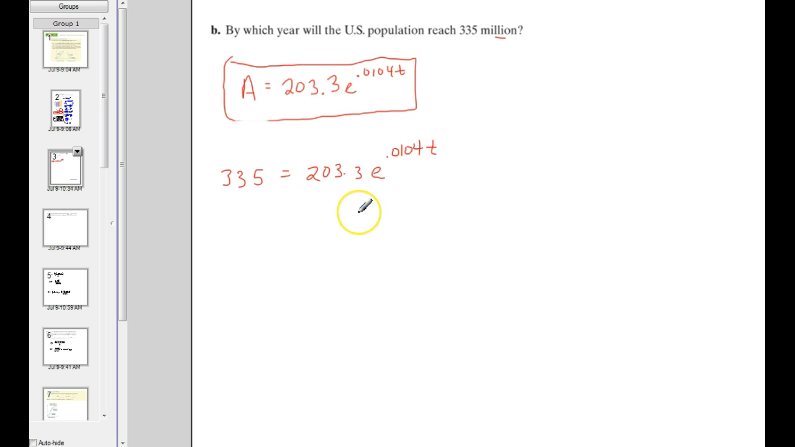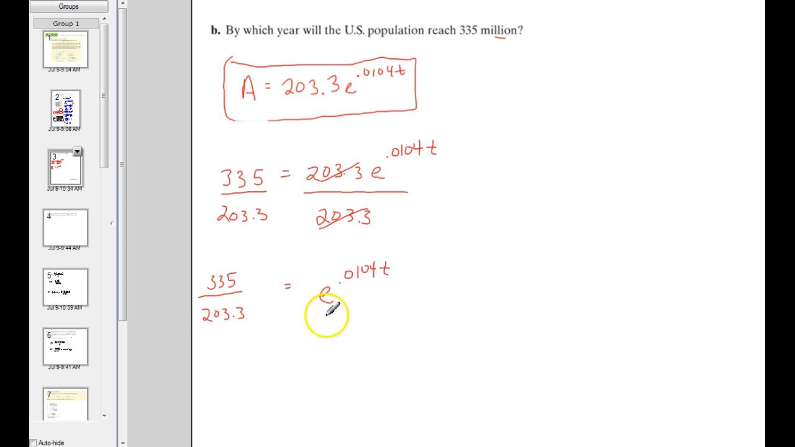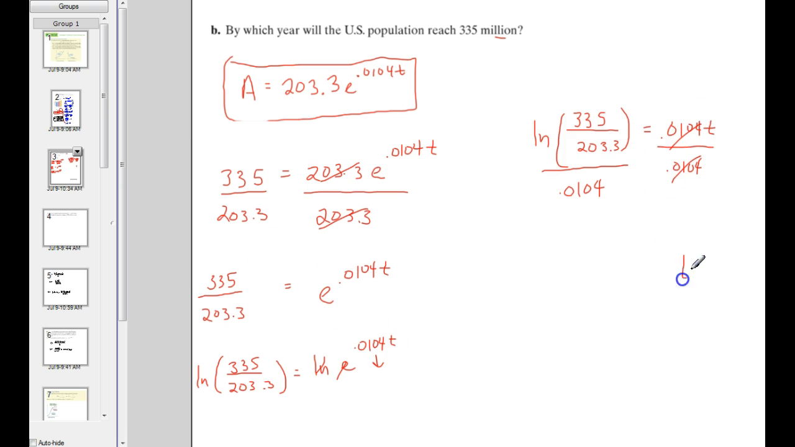t. All right, and we're going to do the exact same work that we did in the last problem, meaning we're going to divide away this number. We're going to leave this as a fraction because we don't want to round. We're going to bring in natural logs to get rid of the e. That's going to come down, and then we're going to end up just dividing by that number. Divide by 0.0104, I get t equals exactly the natural log of 335 over 203.3. Then that's all divided by 0.0104. That's the exact answer. Again, you're going to be asked to approximate this.